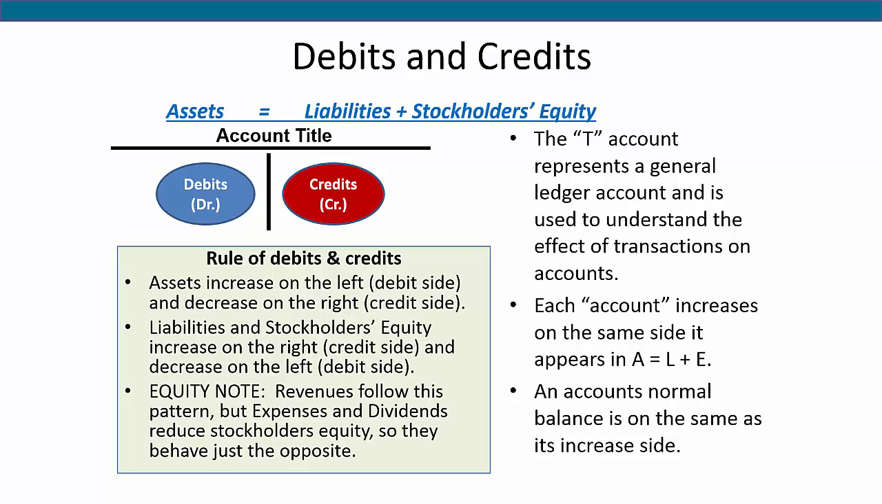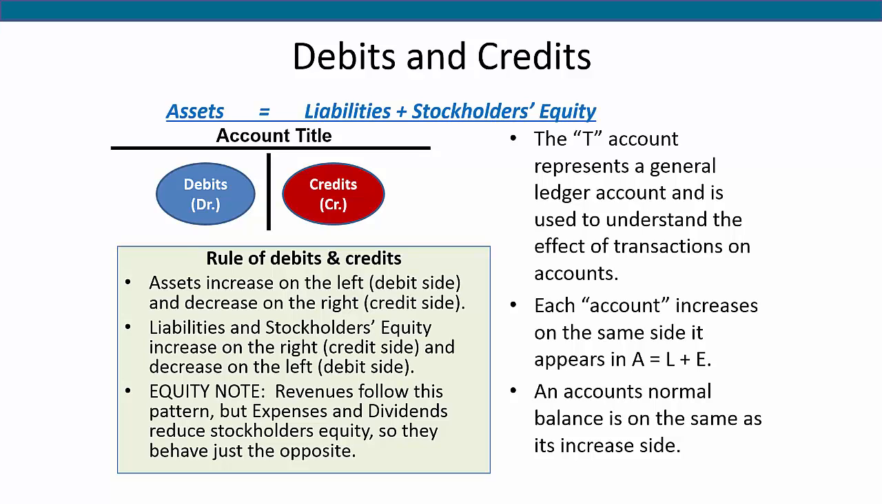To enter an amount on the left side of an account is to debit the account. To enter an amount on the right side of an account is to credit the account. Debits on the left, credits on the right. When the sum of the debits exceeds the sum of the credits in a particular account, the account has a debit balance.